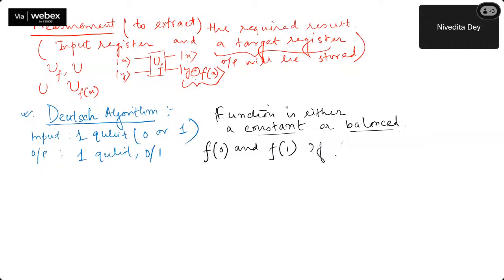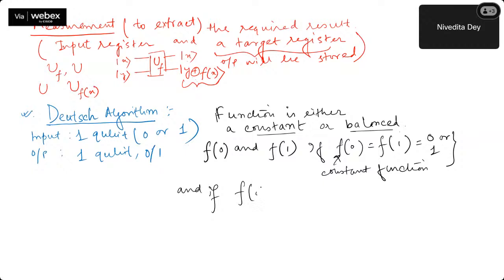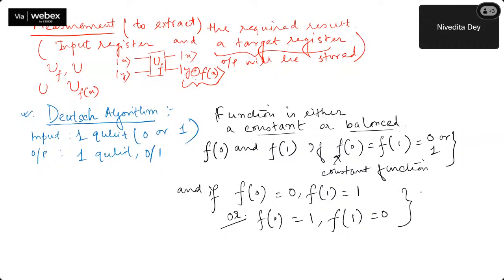So if f0 is equal to f1 is equal to 0 or 1, anything, like both are having the same value for f of 0 and f of 1, then this function is called a constant function. And if your f0 is equal to 0 and f1 is equal to 1, or f0 is equal to 1 and f1 is equal to 0, in these cases, we will call it a balanced function.